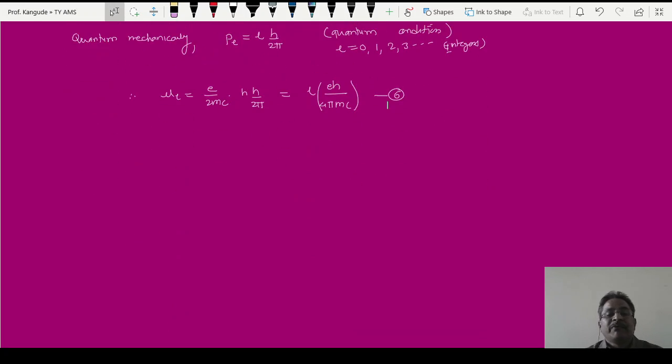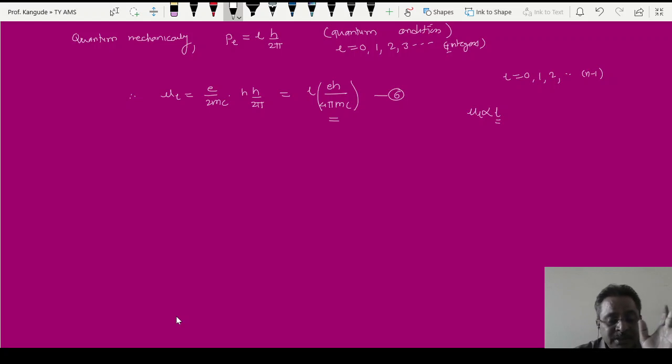Now look at this. We are familiar with this L. L is said to have values 0, 1, 2, 3, 4, etc., up to n minus 1. Here E is the charge, h is Planck's constant, 4 pi is again a constant, m is the mass of the electron, which is constant, and C is the velocity of light, which is also constant. So everything inside this bracket is constant. This is one of the very interesting constants, called the Bohr magneton. This is the unit of measurement of magnetism. So mu L is directly proportional to the value of the orbital angular momentum quantum number, and this proportionality constant is called the Bohr magneton.